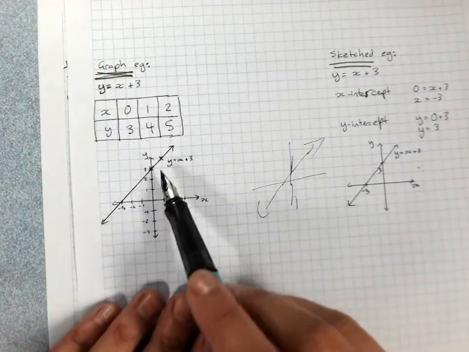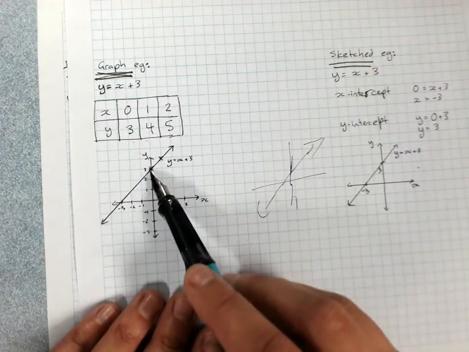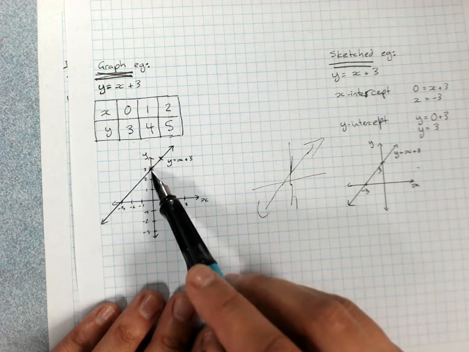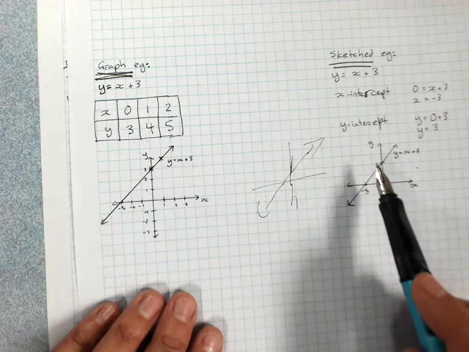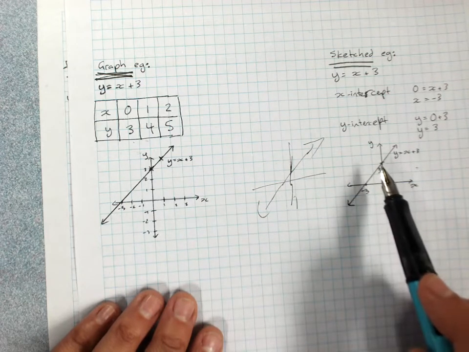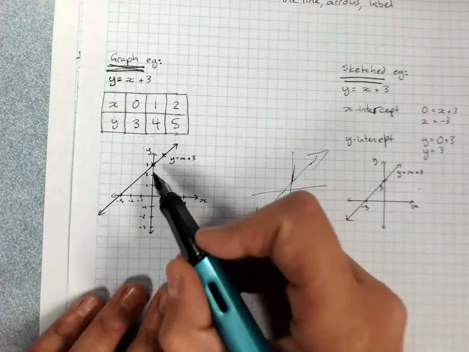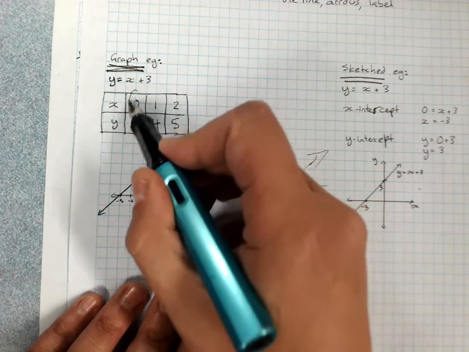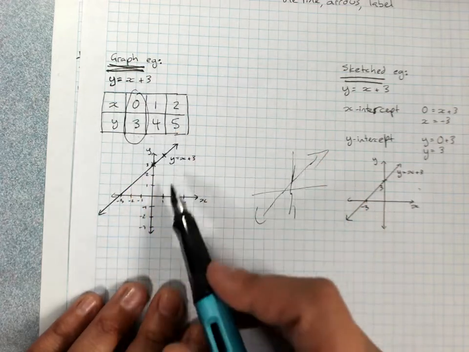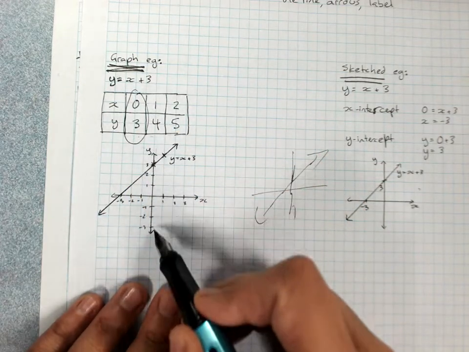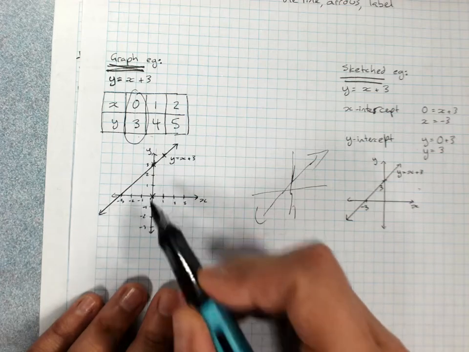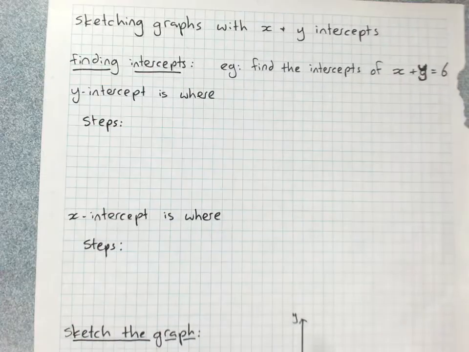So the y-intercept is where the line cuts through the y-axis. Here or here, you'll see it's 3 on the y-axis, and I've marked that. We find the y-intercept because it's where x equals 0, because it's on the y-axis, which means it has to line up with x equals 0.